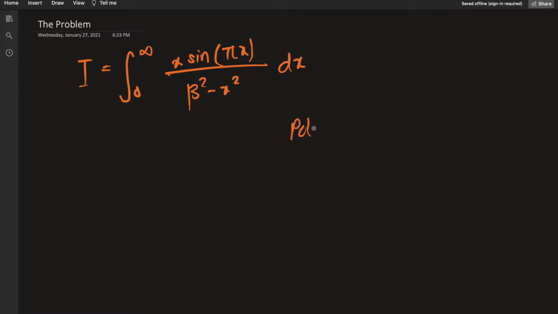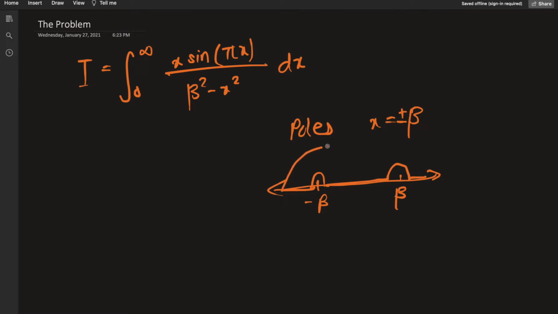The poles are at plus and minus beta, which means that the poles lie on the real axis. So when we're designing a contour, we would ideally have to skip over them like that, and then the contour integral of the function that we would define would be 0, because apart from those guys there are no poles inside this contour.